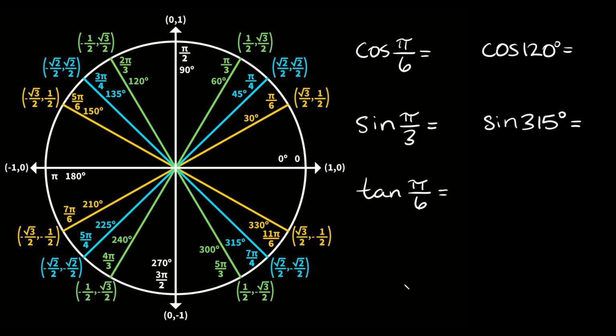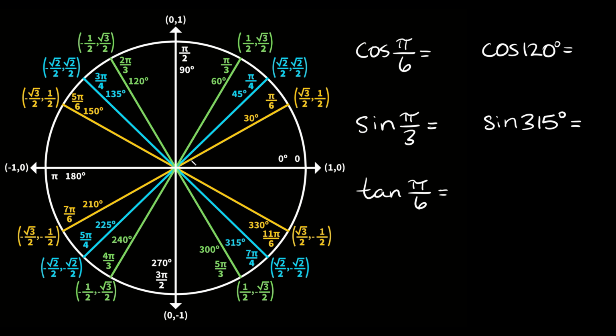So in this video, I'm going to teach you how to find the sine, cosine, and tangent of any angle, whether it's in degrees or radians. And we're going to do this using specifically the unit circle, right? So let's start with the first one right here, the cosine of pi over 6.